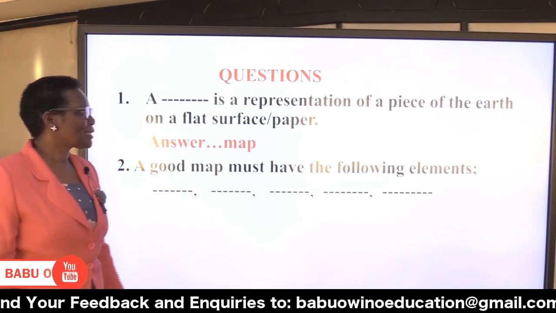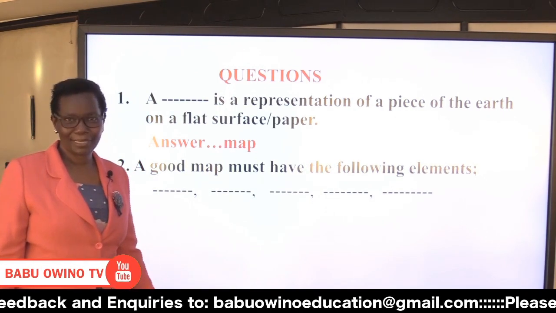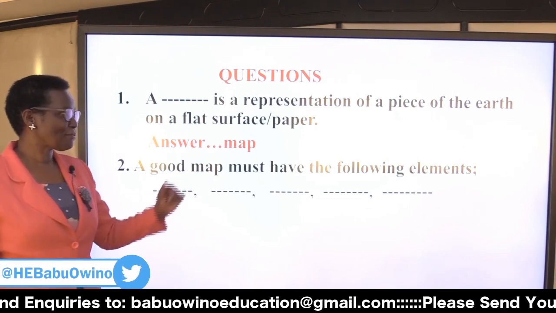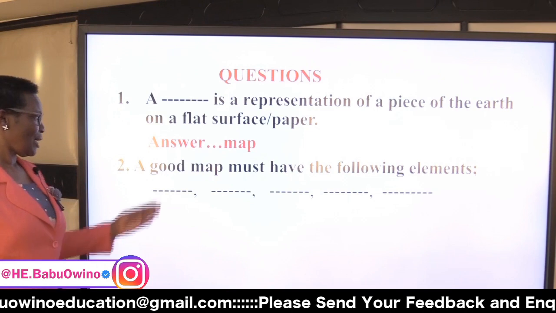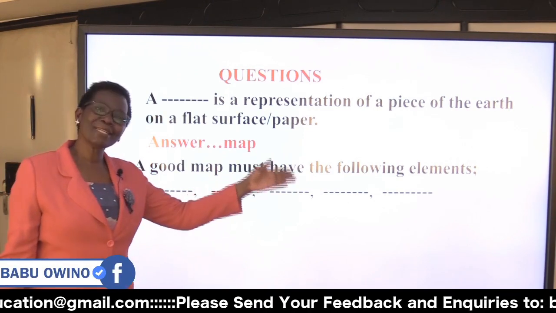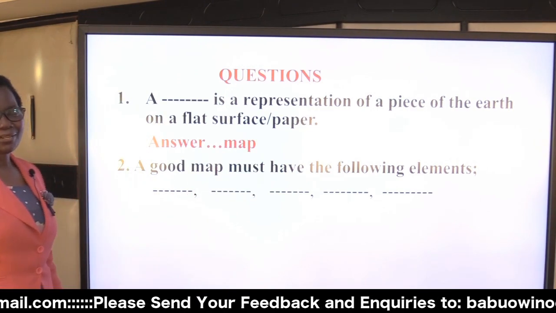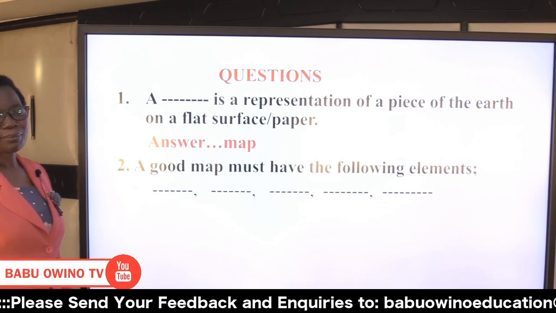A good map must have the following elements. That is question two. So I have dash, dash, dash, dash, and a dash. Write your answers, I'm giving you time.